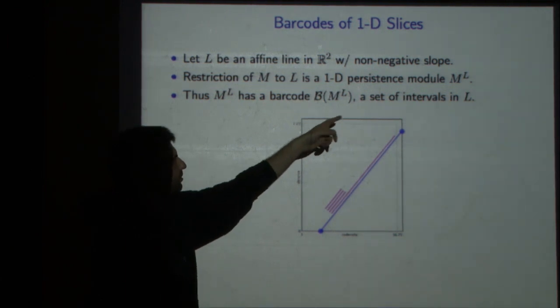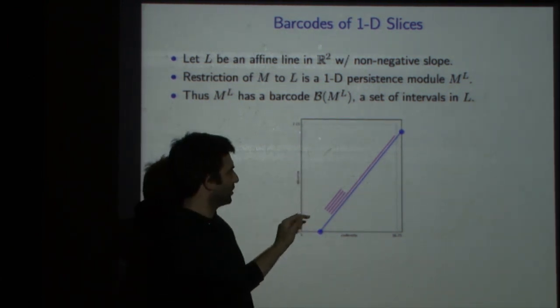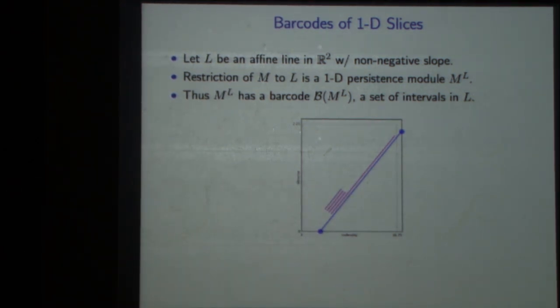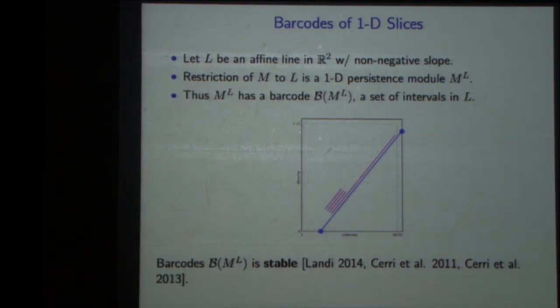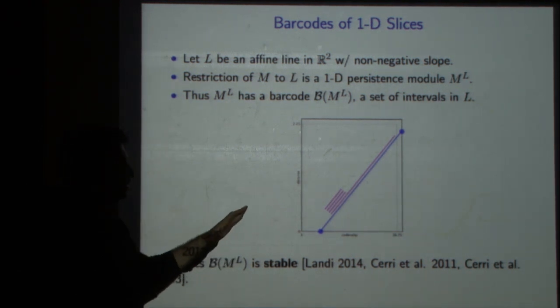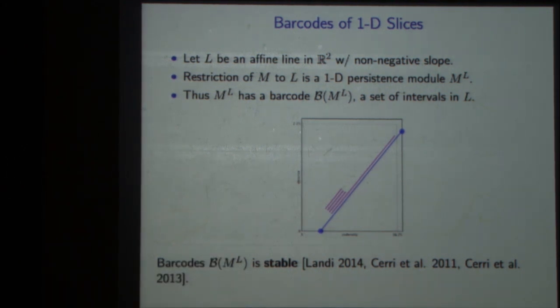All right, so I have this restricted persistence module, and therefore ML has a barcode. Call it B of ML, and I can think of this as a set of intervals in L, and I draw these offset from the line like you saw. An important, simple fact is that these barcodes are stable in two senses. The first sense is that they're stable with respect to perturbations of my line. If I move my line, then the barcode is going to change continuously in some sense, and you saw that already. The second sense is that they're stable with respect to perturbations of my module, and there's good language available for talking about what that means.